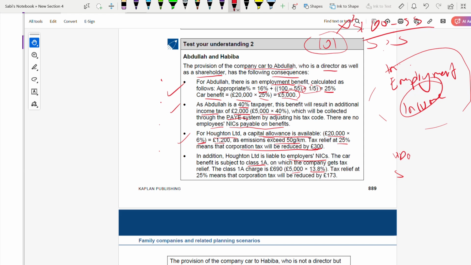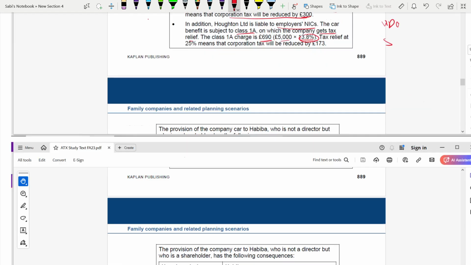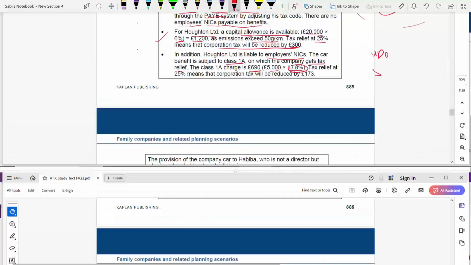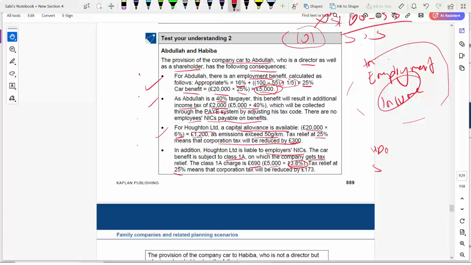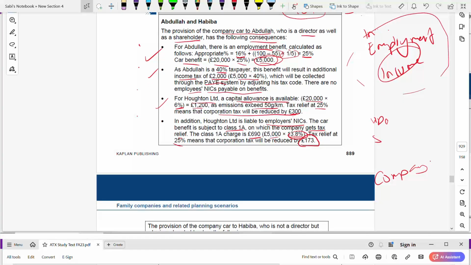Okay? Company gets a tax relief for it. They can reduce it. So the Class 1A charge: what is the benefit? Car benefit is 5,000. On this 5,000, 13.8%. 13.8 is fixed. Class 1A NIC is 690. And it's a company, so corporation tax is at 25%. So 25% of 690 is 173. That means your corporation tax will be reduced by 173. Why? For companies, it's a deductible expense. Employer's NIC you can deduct as an expense from your operating profit. That's why your corporation tax will be reduced by 173.